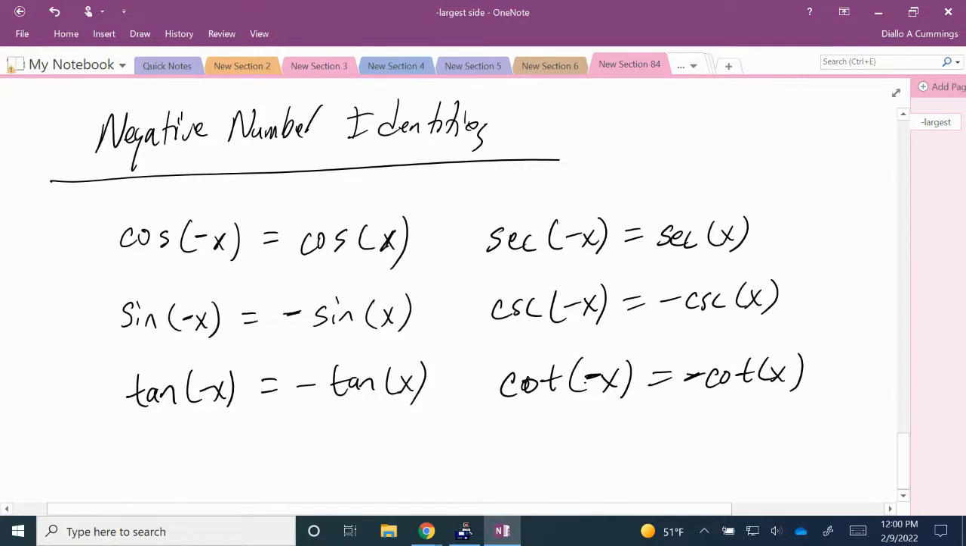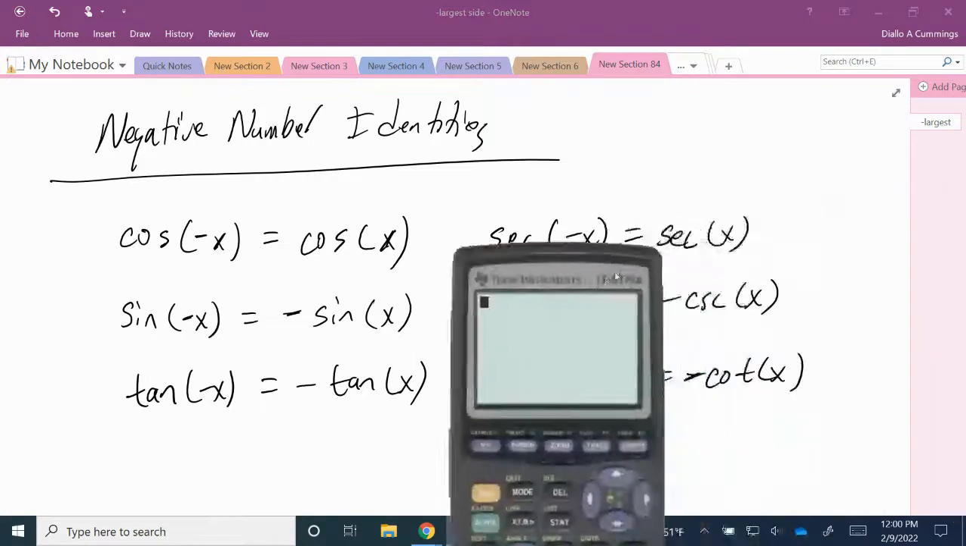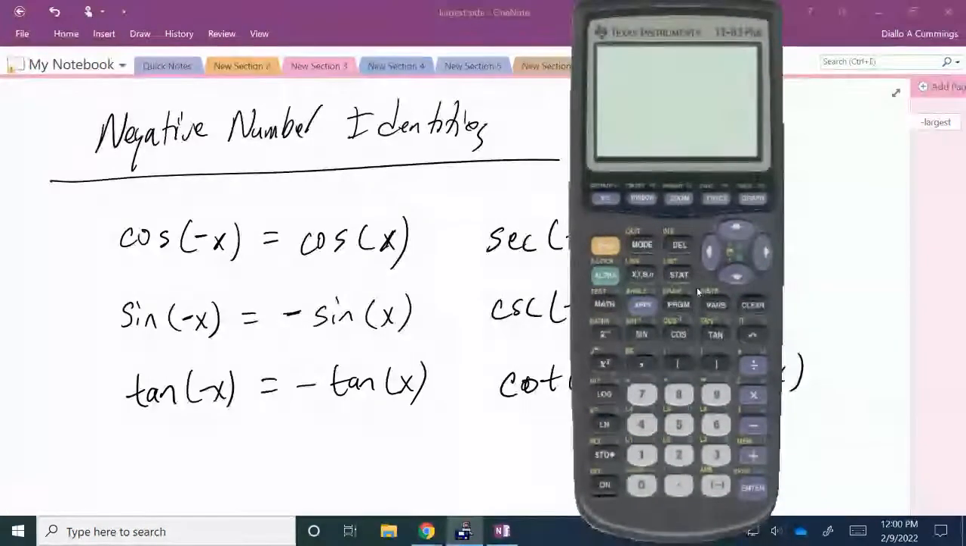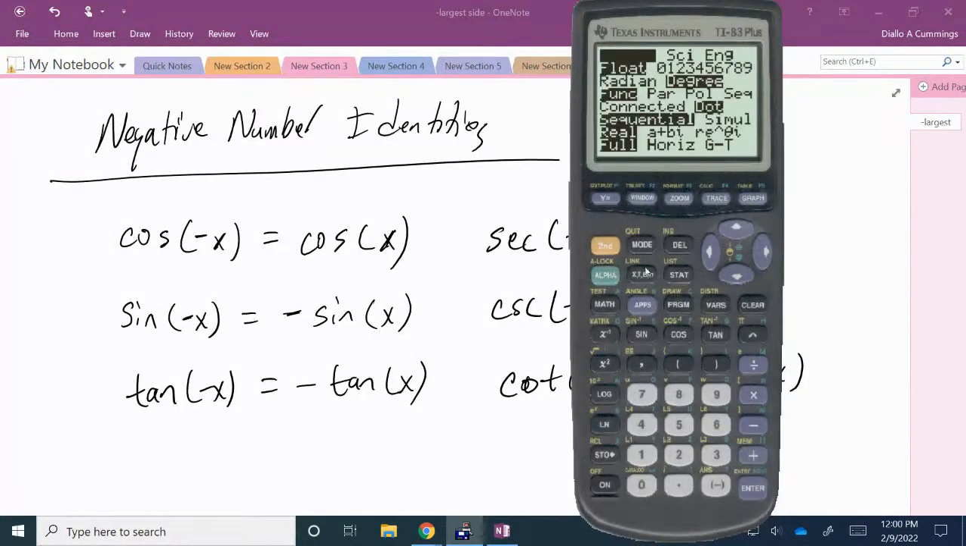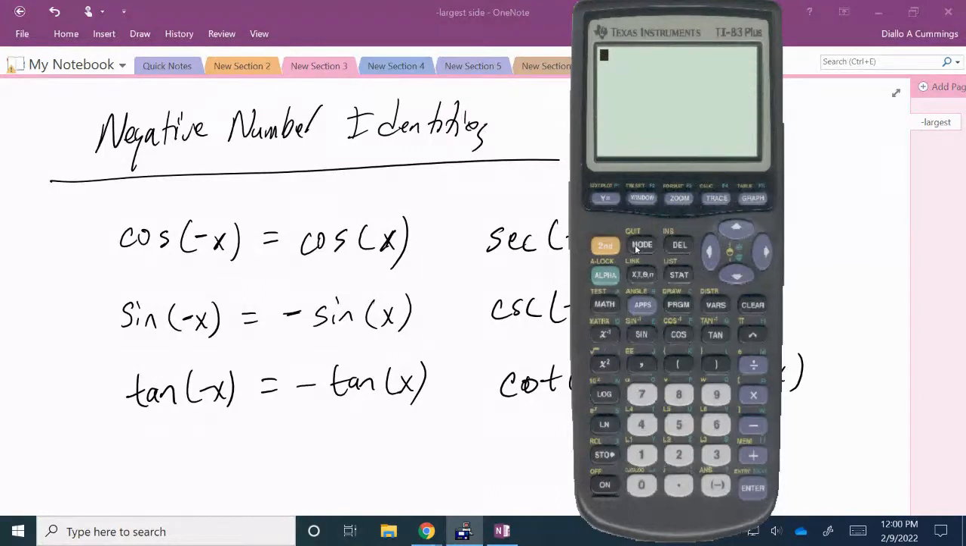All right, so we're going to take a look at these by using a calculator just to verify that these things are true. All right, so I have our calculator, and I'm going to go into the mode section, and I'm going to just change this to degree mode, right? Just because we're going to use just degree measures.